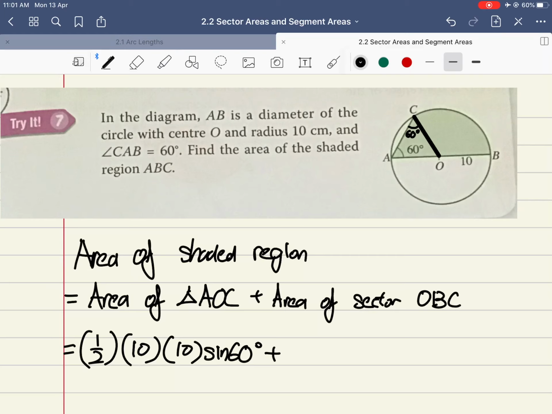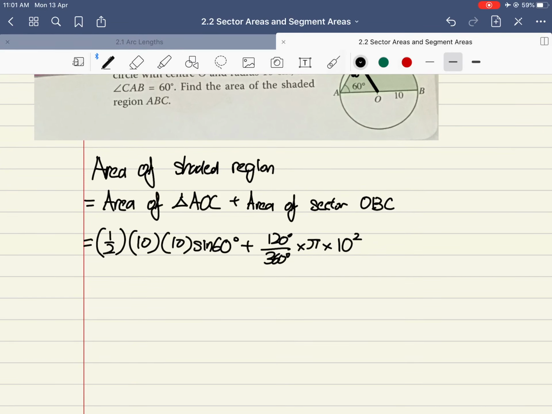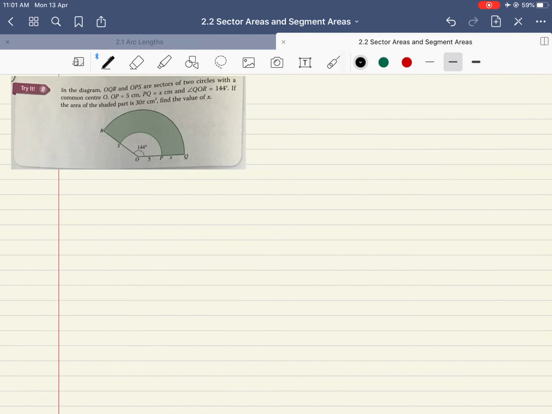Plus the area of sector. Just now I did not calculate this angle yet. This angle over here is 60 degrees, which means that this angle is 120 degrees. So we apply the formula for the area of sector. It will be 120 over 360 times pi times r squared, which is 10 squared. So if I just use the calculator, I compute everything, I'll find that my answer is 148 cm squared.